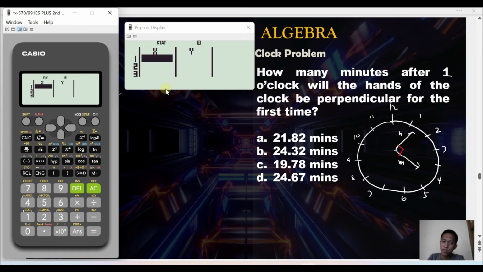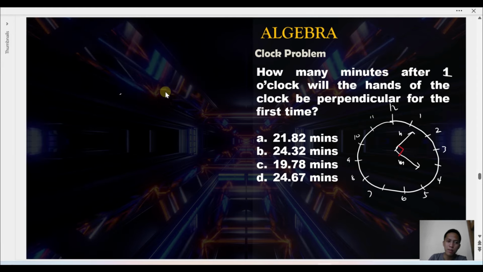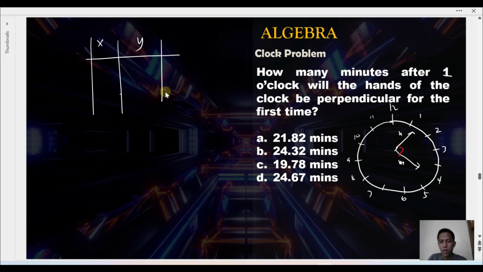Okay, so we need two sets of data. Basically, what is given here, if we are going to plot it in our table, is x and y. So our initial position will be 0 and the final position will be 60. Always assume these positions, guys. So after 60 minutes, that is at 2 o'clock.